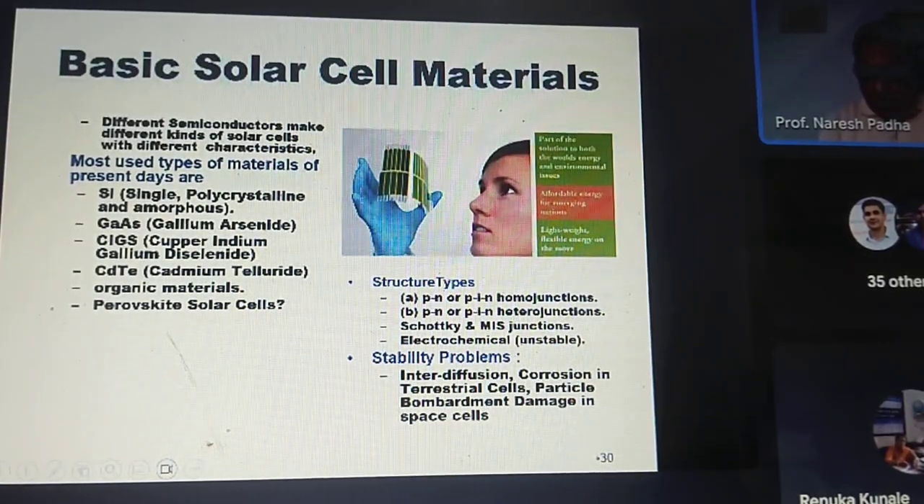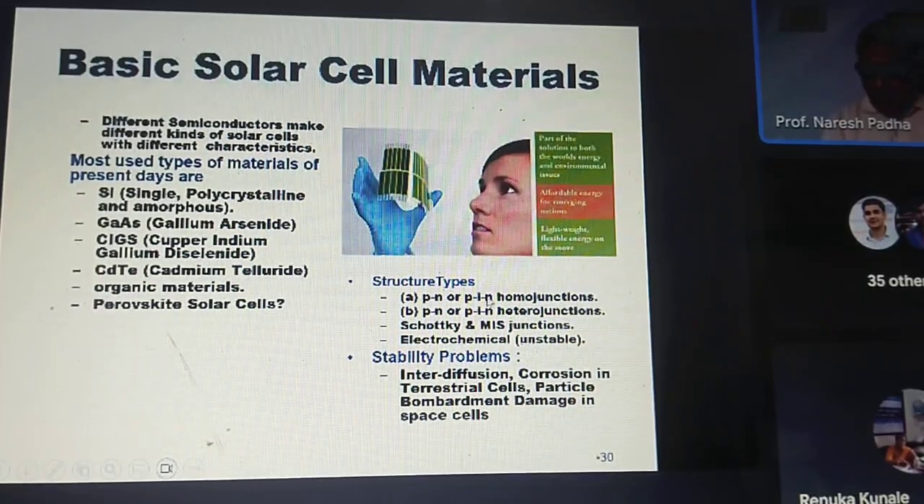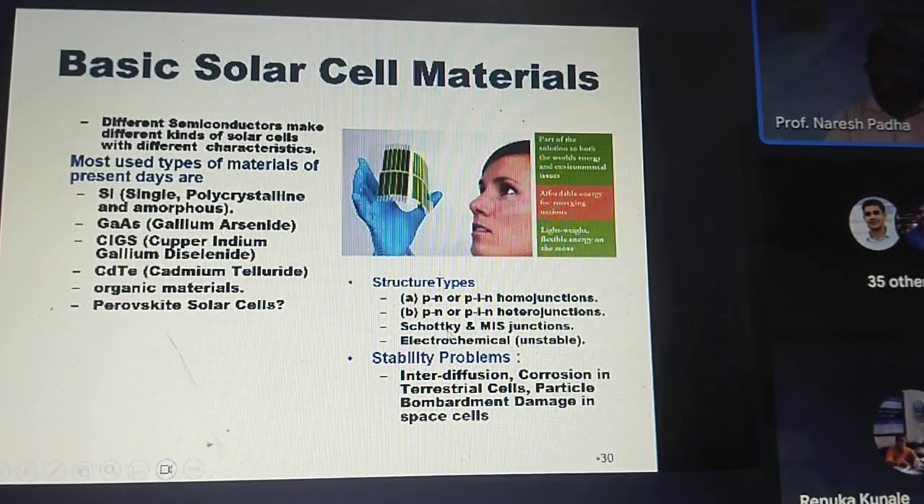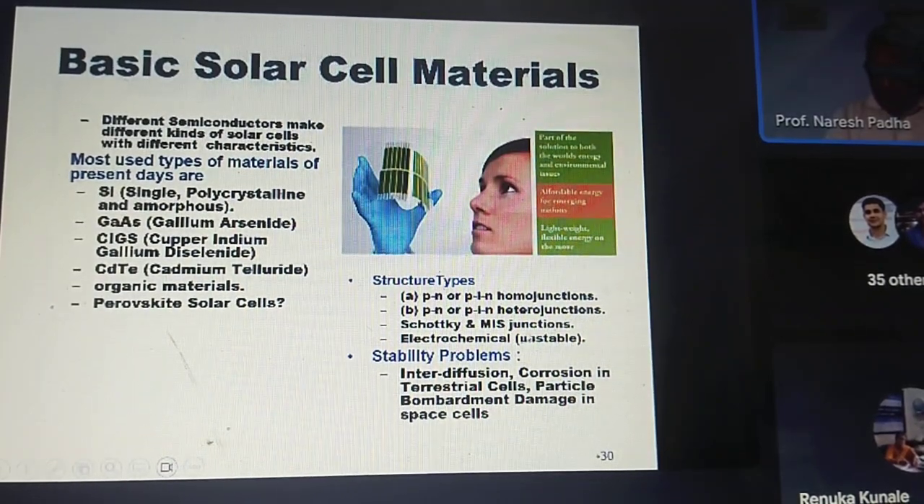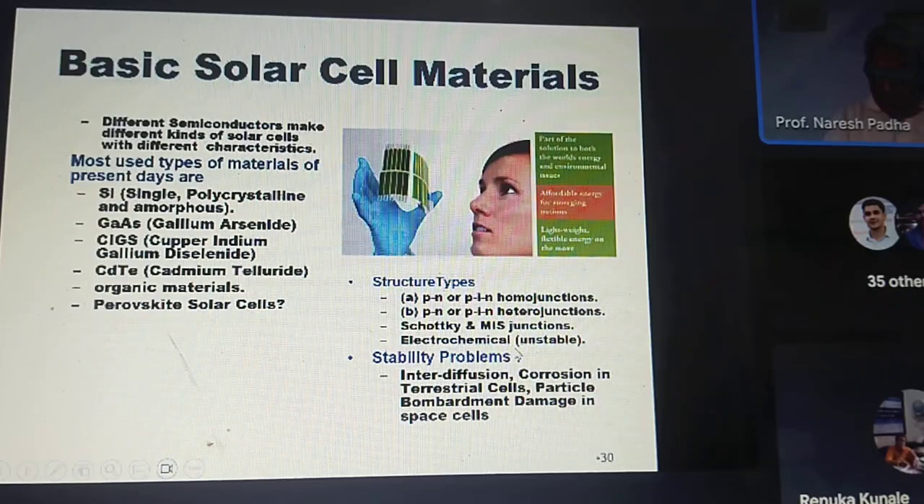And what type of structures do we use? We use PN homojunctions or PIN, that is P, insulator, and N-type material homojunctions. PN heterojunctions also. Metal semiconductor Schottky and MIS junctions, electrochemical junctions.